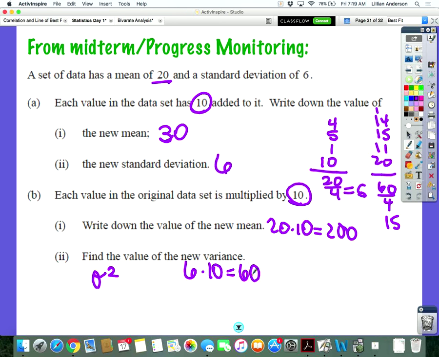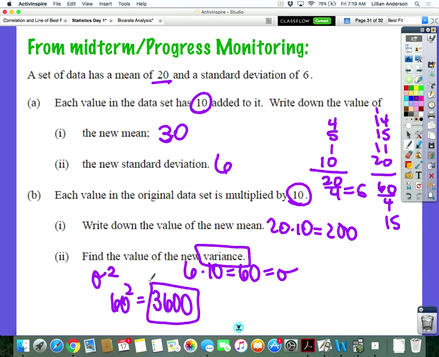This represents our new standard deviation, but it's asking us for variance. Key word here. Variance is standard deviation squared, so we're just going to square 60, and we're going to get 3,600, and then that's our final answer. Okay? So that's that one from your midterm. Some of you actually got all of A and B right. It was just part C.